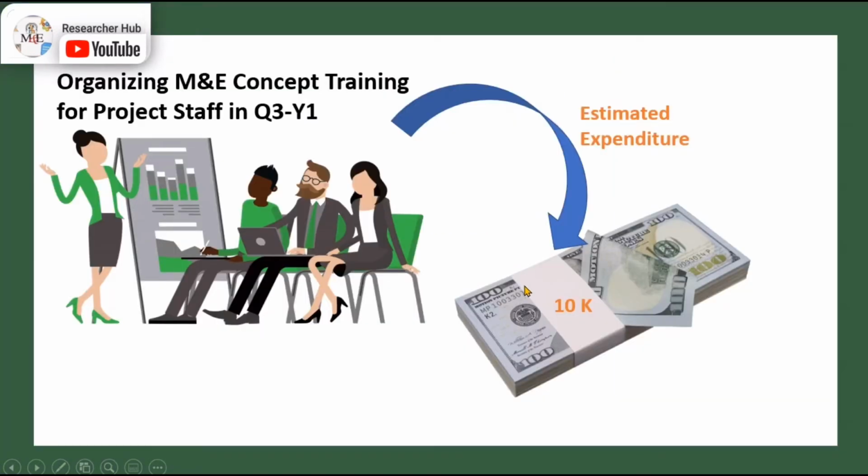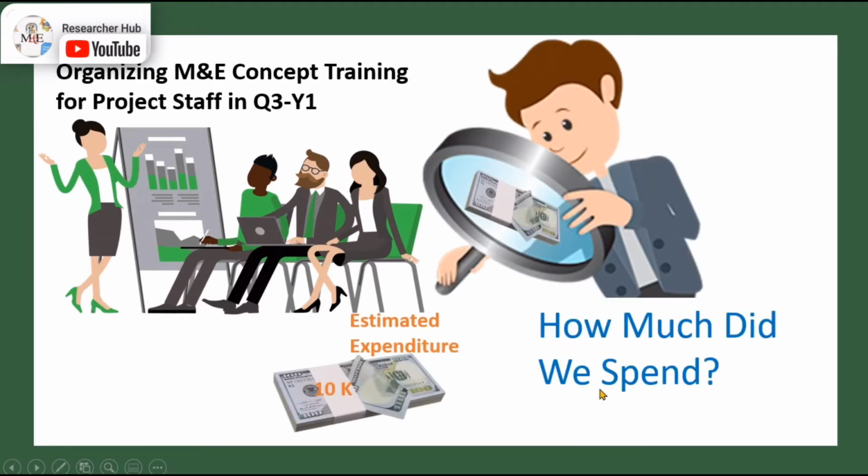In this example of monitoring the resource, the same example about the M&E training, one of the resources is the budget. The estimated expenditure for the training is 10K. Therefore, we need to see how much we spent for the training. If we have already conducted 2 sessions of training, how much did we spend already? Did we spend 10K, or more than that, or less than that? That's something we need to monitor.